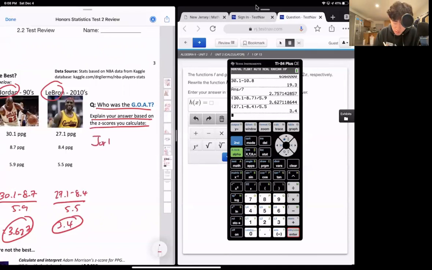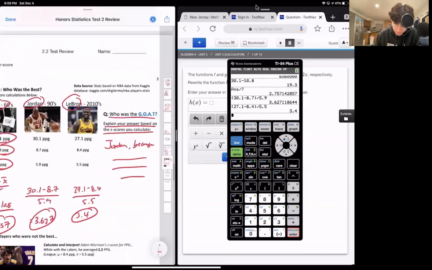So Jordan, because his z-score was the largest, he deviated away from the norm, the average from everyone in the league during that era, which made him the best. In certain regards, I'm skipping over that sentence, but that's what I need you to say. Because the z-score was the greatest. Because he deviated away from the norm by that much further away.